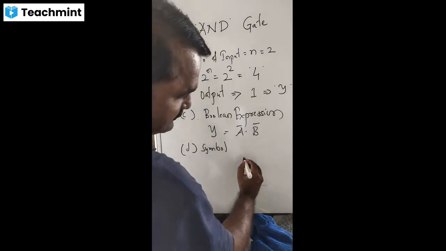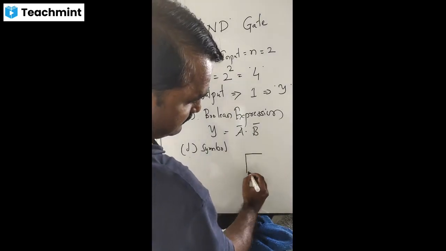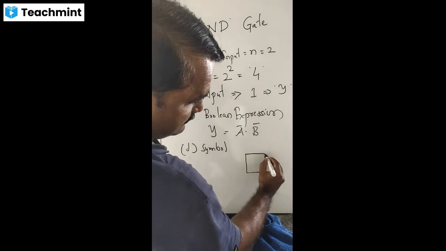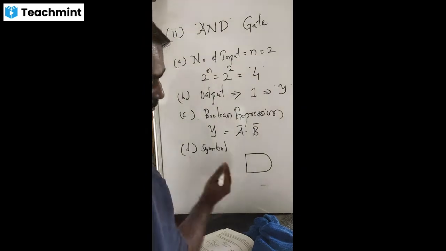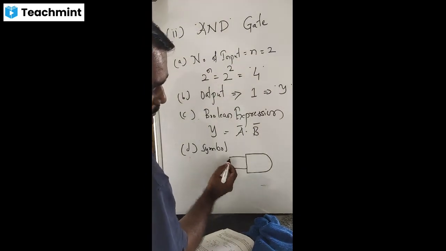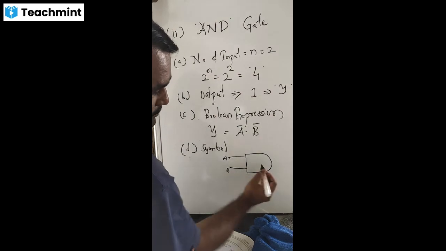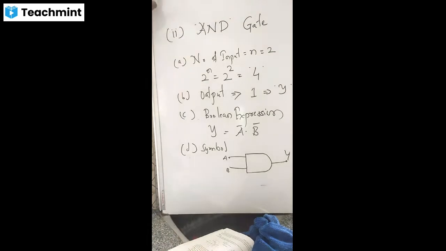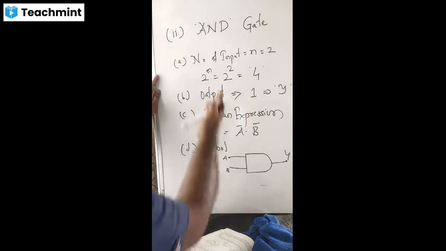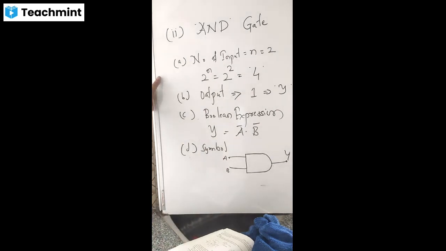So this symbol will be a straight line. You also make a straight line on both sides. Then you put a dome. That was a curved dome, this is a straight line dome. So then A, B, Y. Okay, it is a straight line dome. So you should write A, B. Then operations, in the same manner as we did in OR gate, we are going to perform the operation for AND gate using truth table. Then you will come to know.